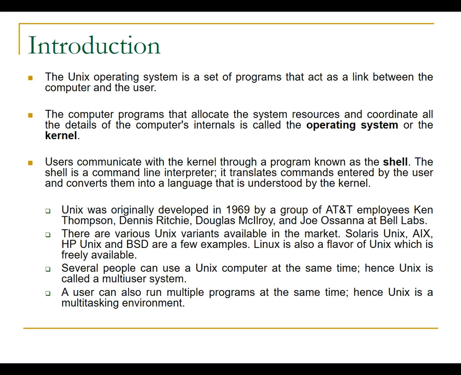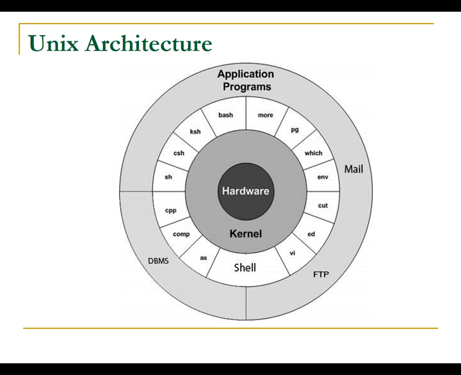Now to know the architecture of Unix, our diagram is represented on the screen. In that diagram, it consists of various layers. The outermost layer is called the user layer. Then there is a layer of application programs, which might contain mail, FTP, DBMS, etc. Then the innermost layer is a group of various shell commands.